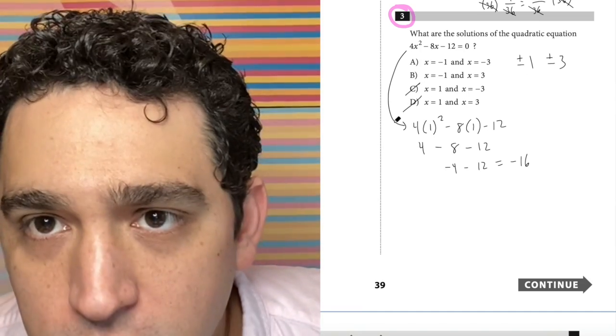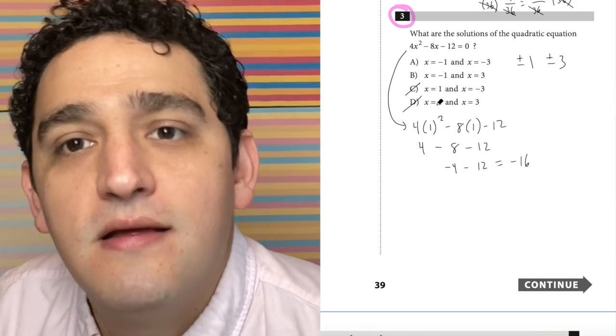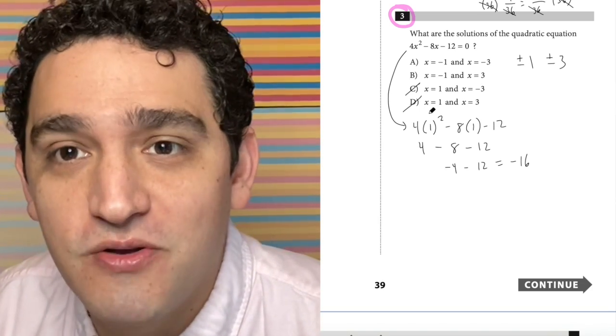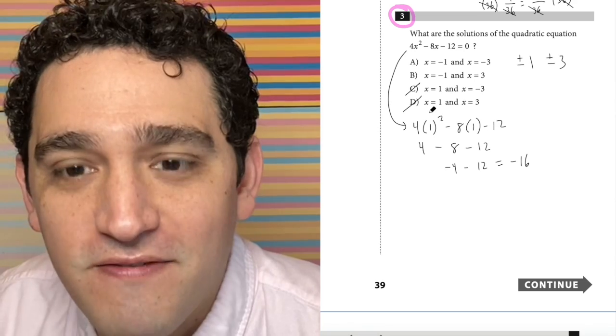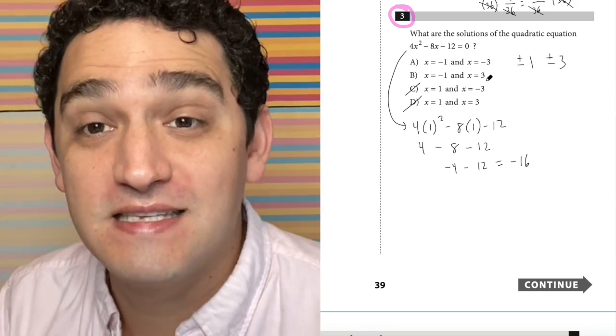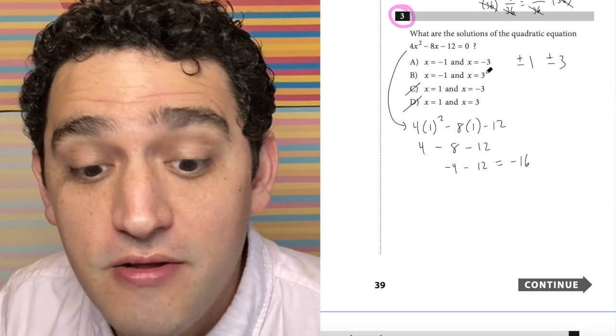So now what? Well, take a look. A and B both contain negative 1. We can assume correctly that negative 1 is a solution. So all that's left is to try either negative 3 or positive 3 and see if it works. I always prefer to plug in positive numbers. Let's go ahead and do that.